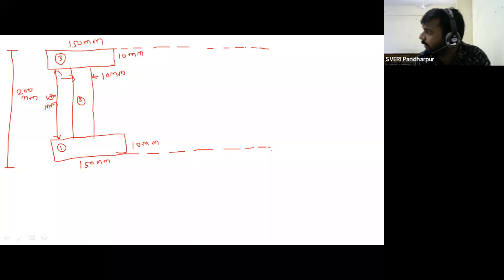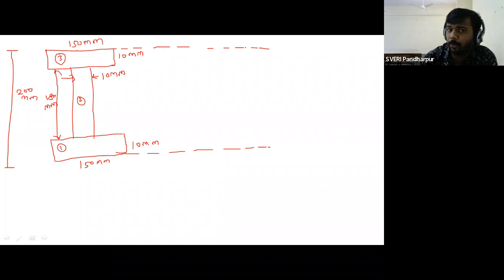So this is the figure for the symmetrical I section. Now the section is symmetrical about the x axis. Why is the section symmetrical about the x axis? The dimensions of the top flange and bottom flange, it is the same, बरोबर आहे.